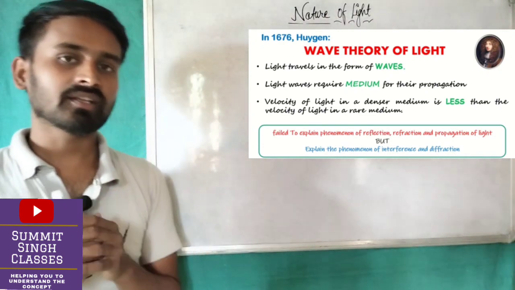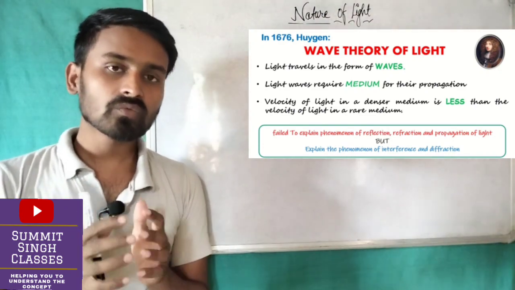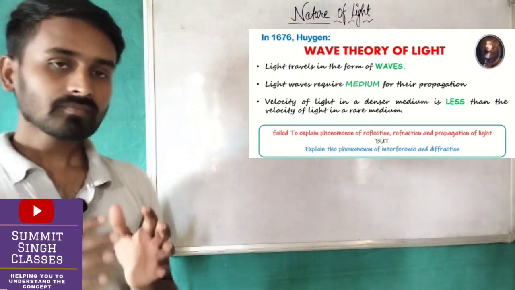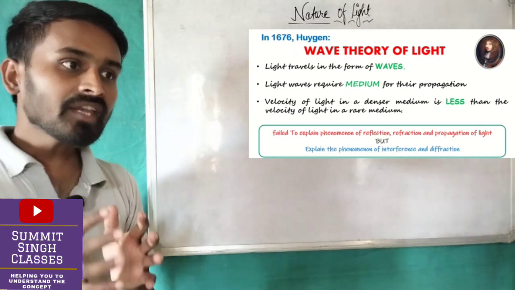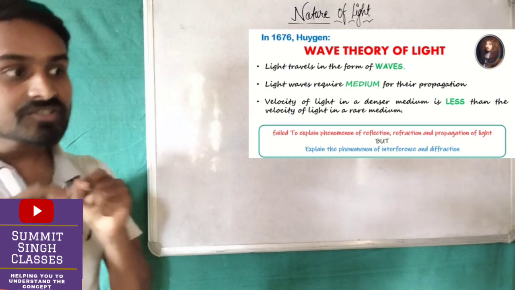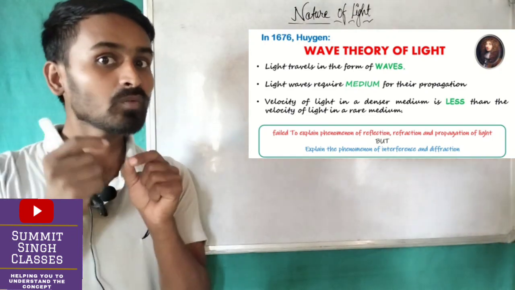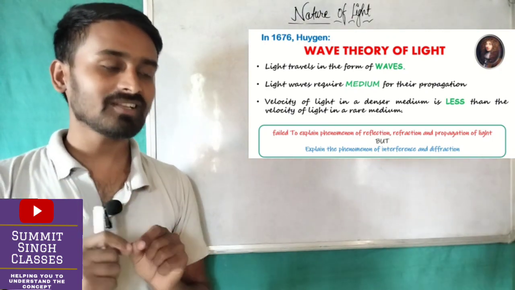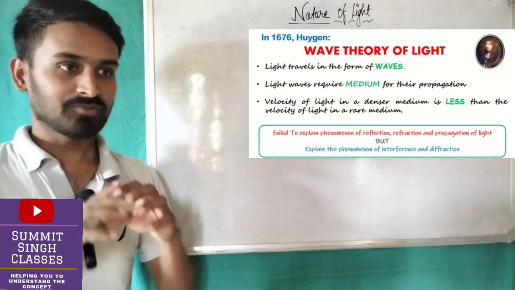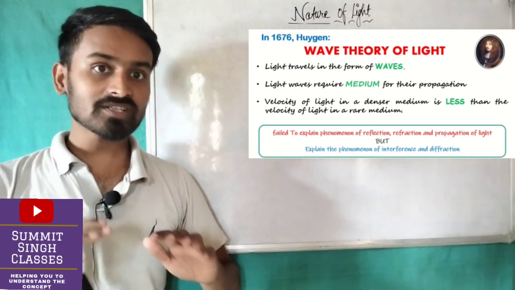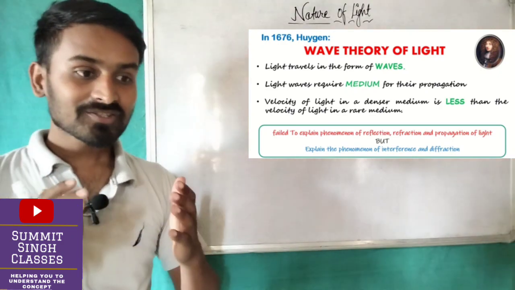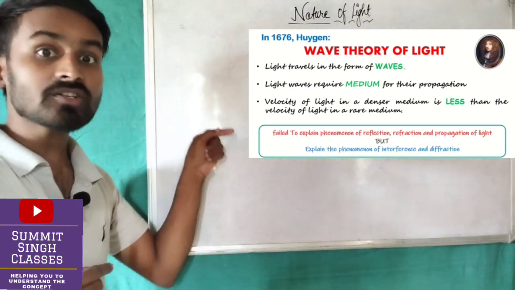The second thing given by wave theory was that light requires a medium to travel. He said that light can't travel in vacuum, but actually light also travels in vacuum. You know that, because light doesn't require a medium to travel. It was described further as well.